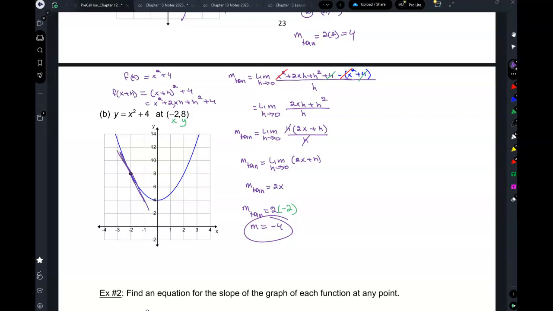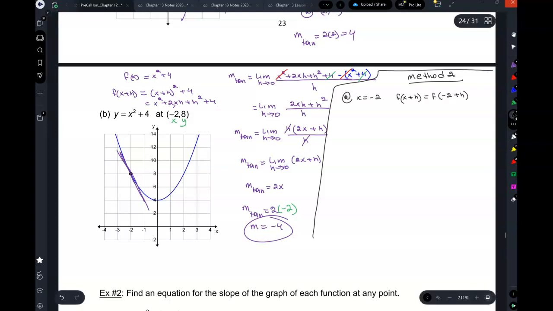Okay, now let me show you another way of doing it. Let me do method 2. Method 2 is you plug in the -2 from the beginning. So at x equals negative 2, what's f of x plus h? This is f of negative 2 plus h, right? Because x is negative 2. So you do it from the beginning.